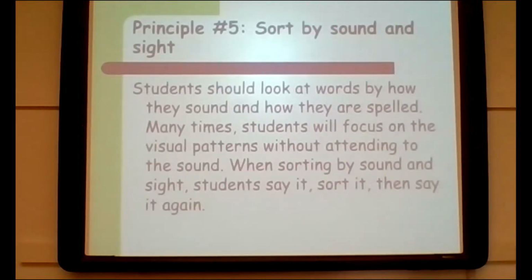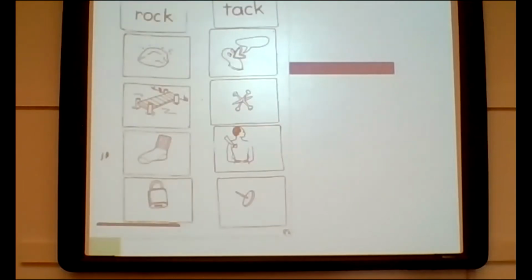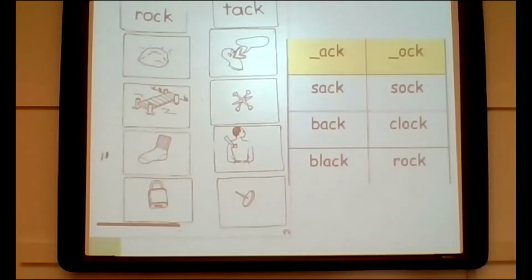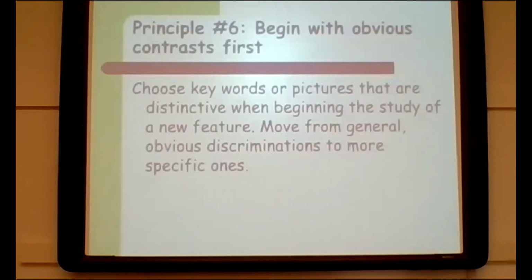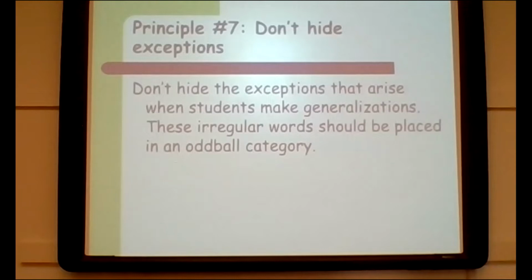We've already talked about sorting by sight, which is pictures, sorting by sound, which is pictures, and sight, which is using words. So here we have a picture sound sort for awk and ack, and then we have the words for awk and ack. Begin with obvious contrast first. And then we don't want to hide exceptions.